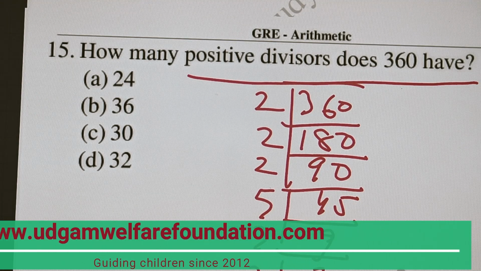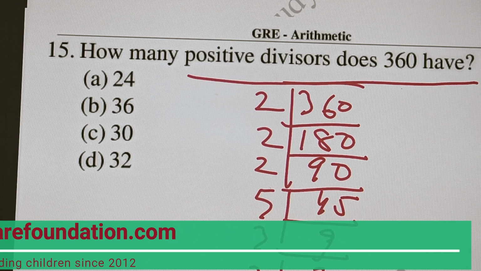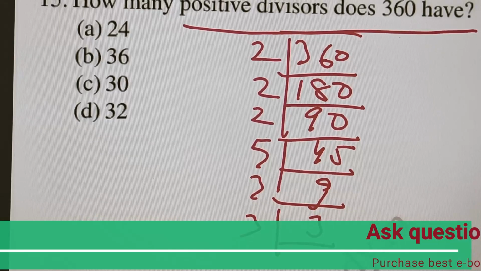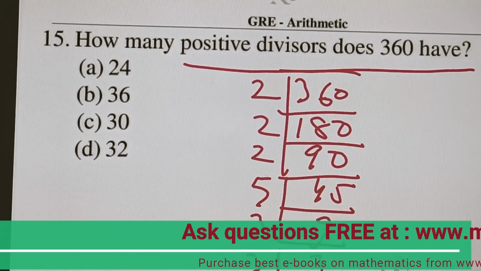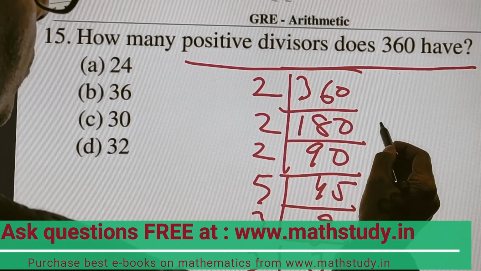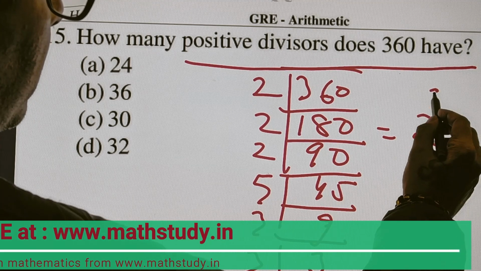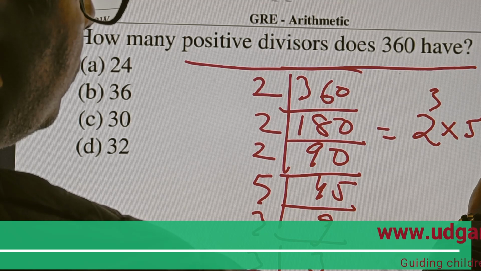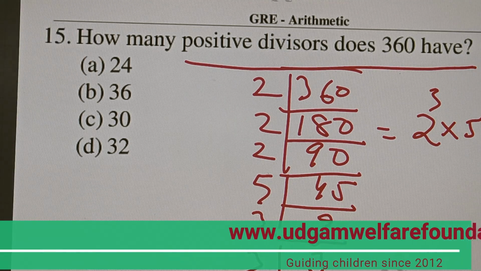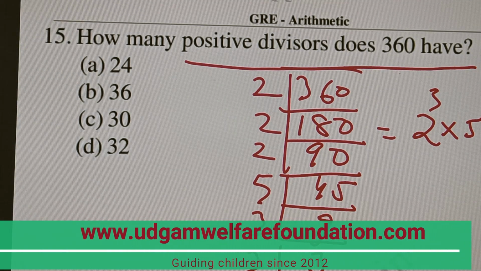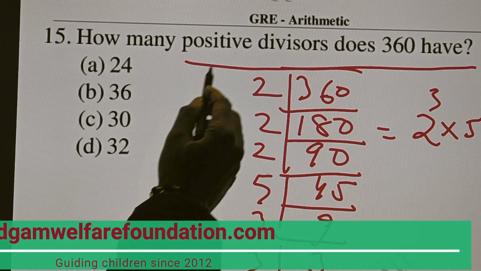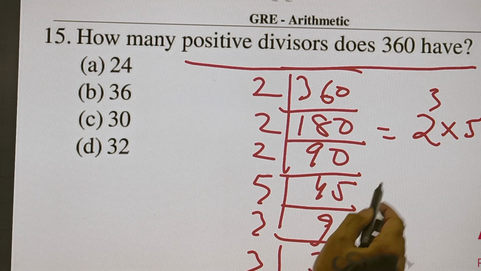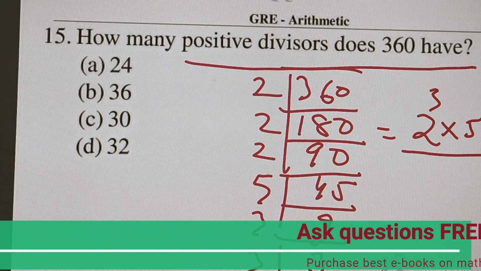So this is the case here, right? So we got all the factors here. As we can see, we got our factors here. So we can write it this way: 2 raised to the power 3 into 5 raised to the power 1 into 3 raised to the power 2. So whenever you get such questions, how many positive divisors of a number, then you have to find the LCM first and write the numbers this way.